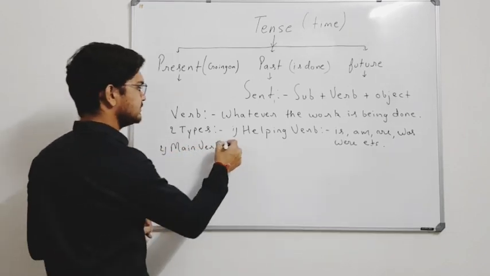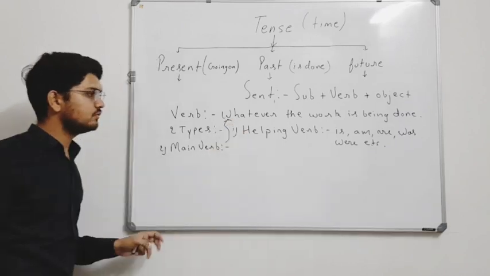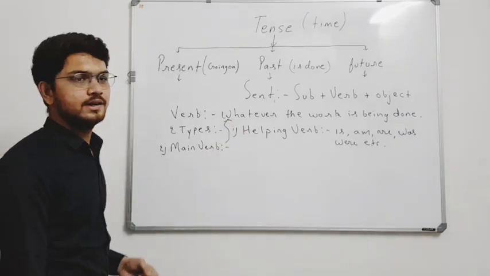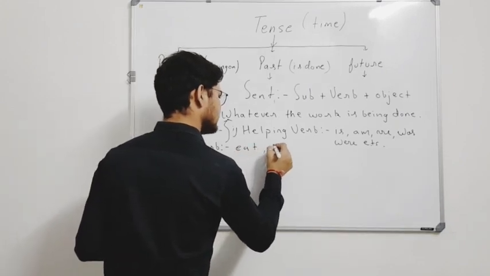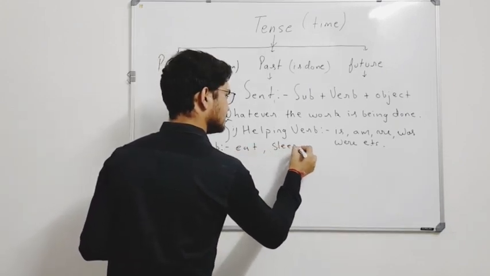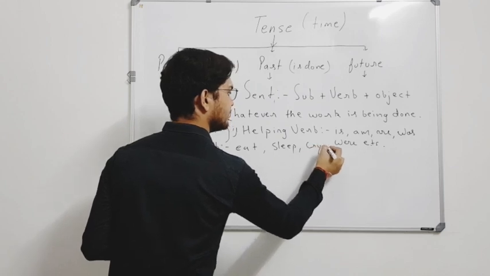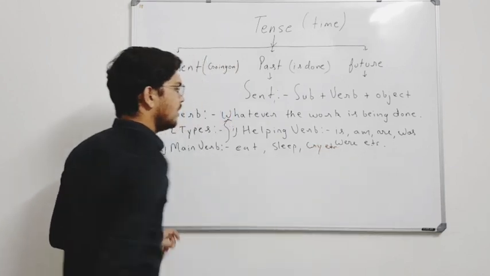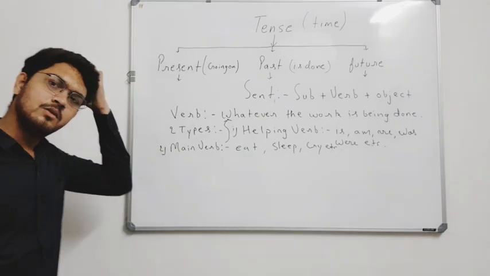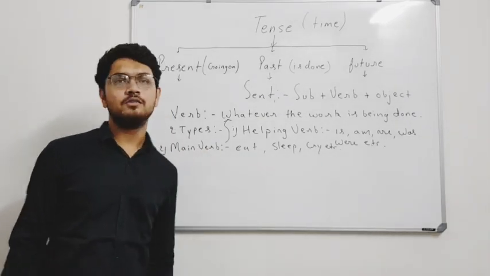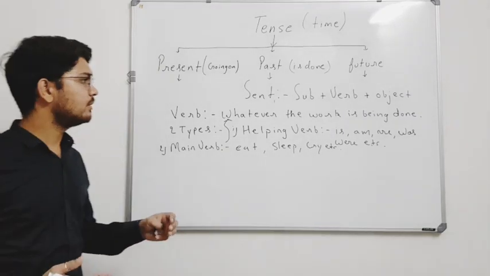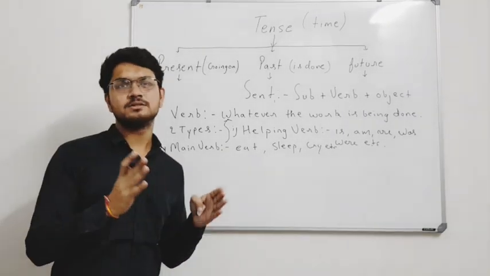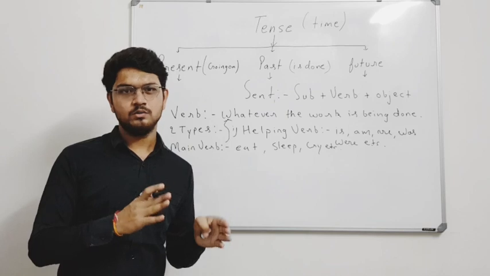Main verb is this. Whatever the work is being done in a sentence, we call it a main verb. Let's see. Eat, sleep, cry, etc. All these we call main verb. Now, what is main verb going to do? Main verb will arise in a sentence to tell us the work, whatever the work is being done.